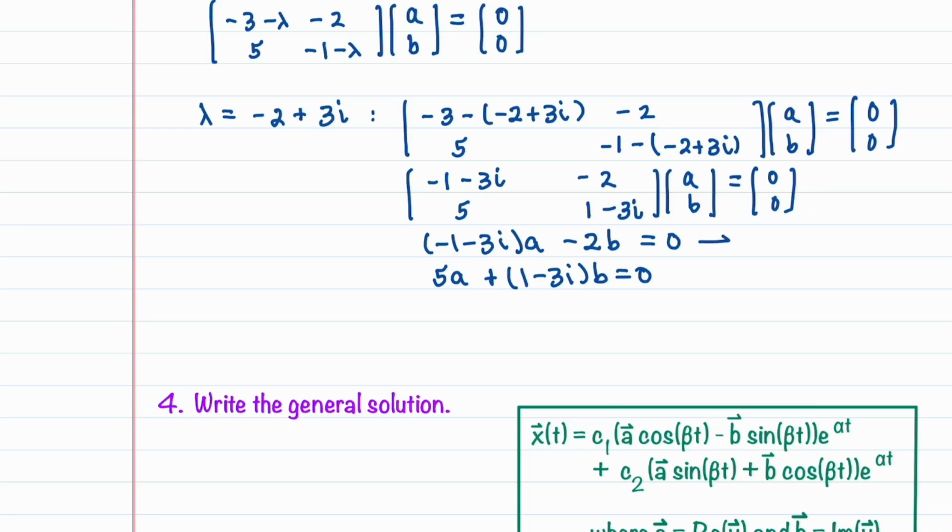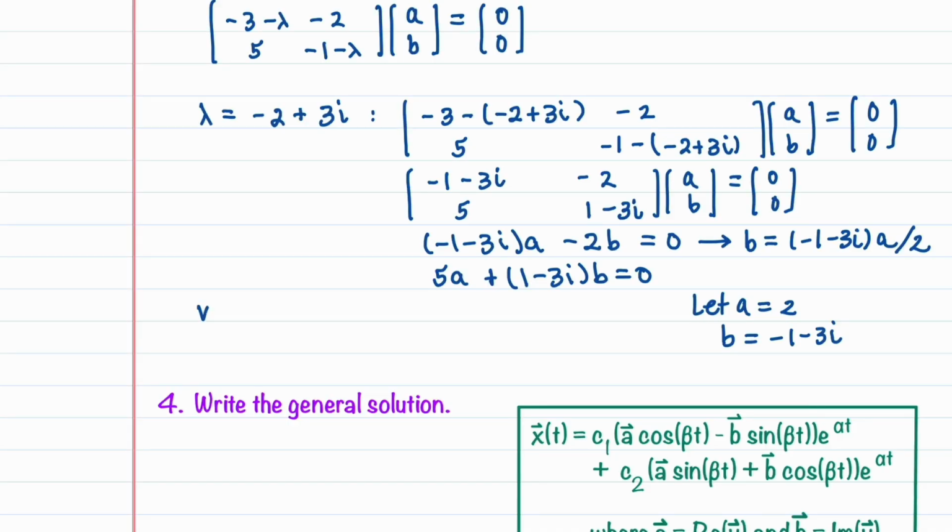I'm just going to choose to solve the first one, and I'm going to solve this for b. So we're going to write down that b is equal to (-1 - 3i) times a, all divided by 2. To avoid fractions, I'm going to choose to let a be equal to 2, and then we get that b is equal to -1 - 3i.